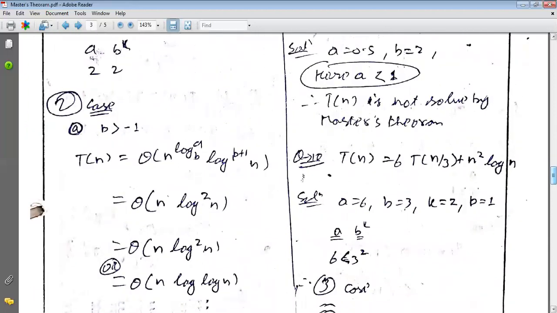The next question that we have is T(n) = 6T(n/3) + n squared log n. First we see whether this is in the given format or not. Yes, it is in the given format. What is the value of a? a equals 6. What is the value of b? b equals 3. What is the value of k? k equals 2. What is the value of p? p equals 1.